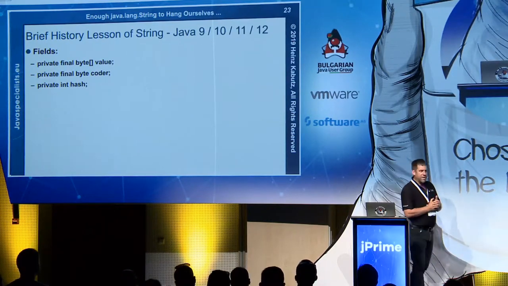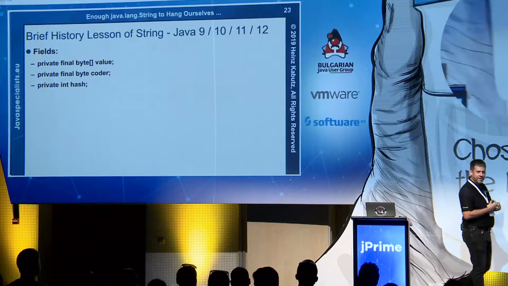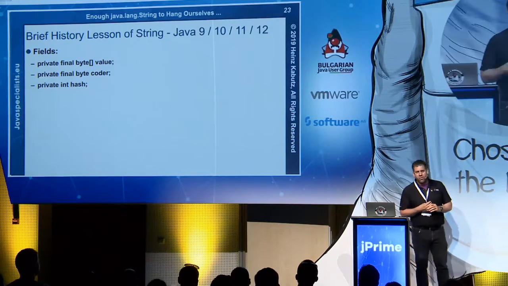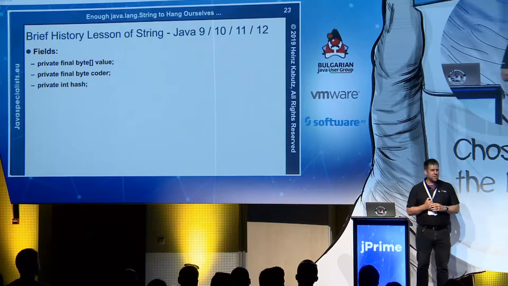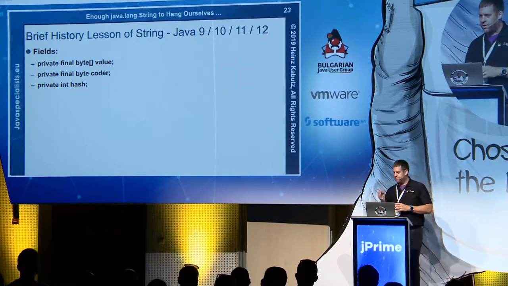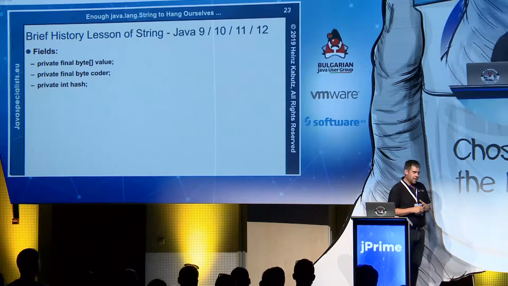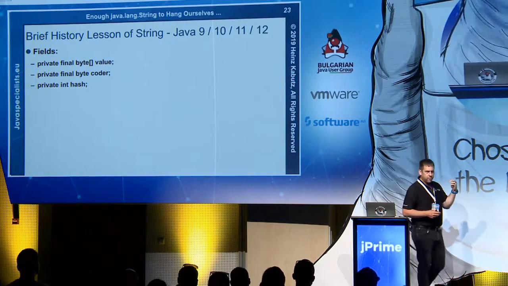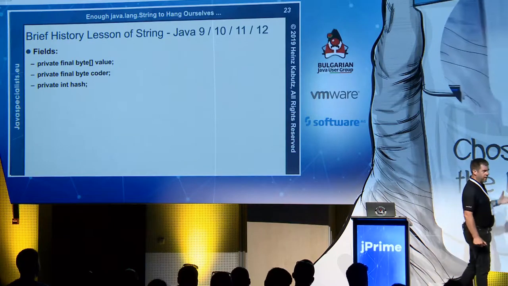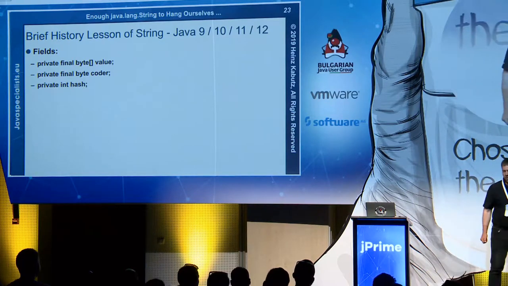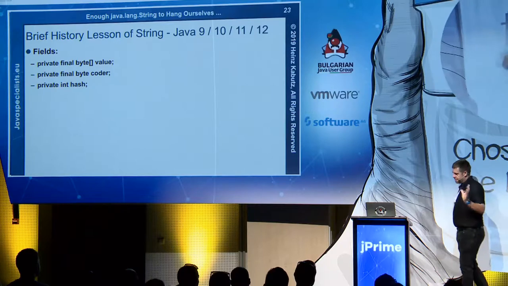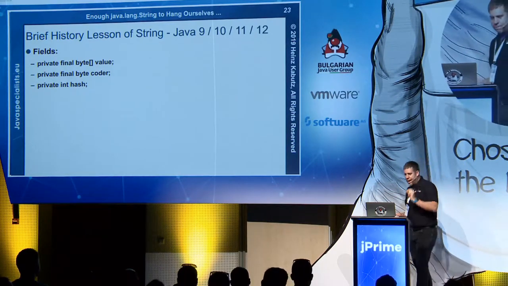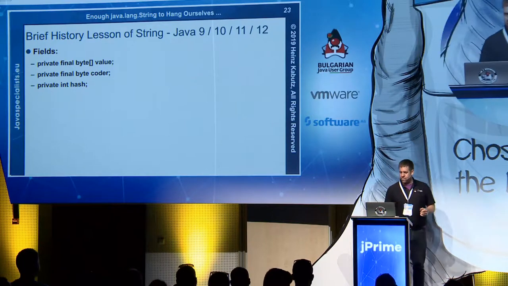All right, now we go to Java 9. So Java 9 changed a few things. And if you are on Java 8, you might want to consider moving to Java 11 for this reason. You might consider this because we all use a lot of strings in our applications. And strings in Java 9, 10, 11, and 12 use a byte array rather than a char array.